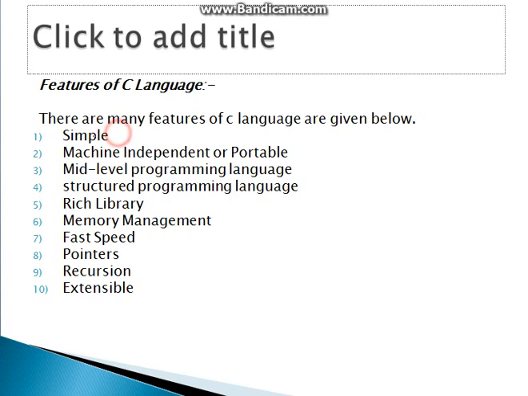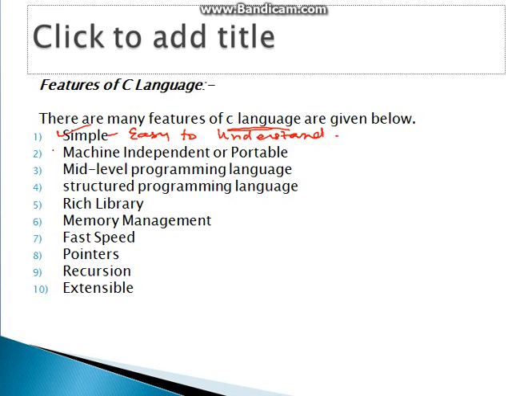Let us see what the features of C language are. Why did C become so famous? Because C is a very simple language. It is very easy to understand as well as to implement. First, make the myth clear that C is difficult. C is actually very basic and a very simple language.